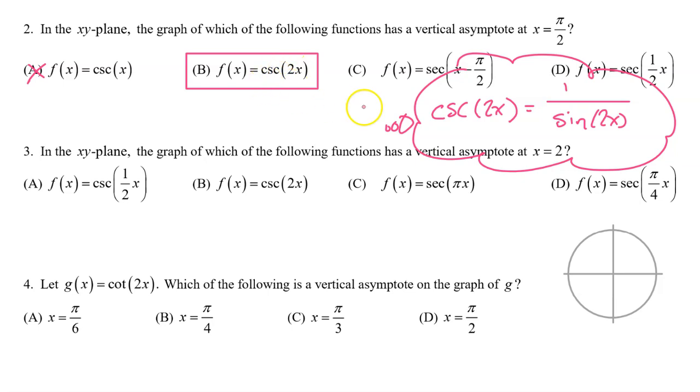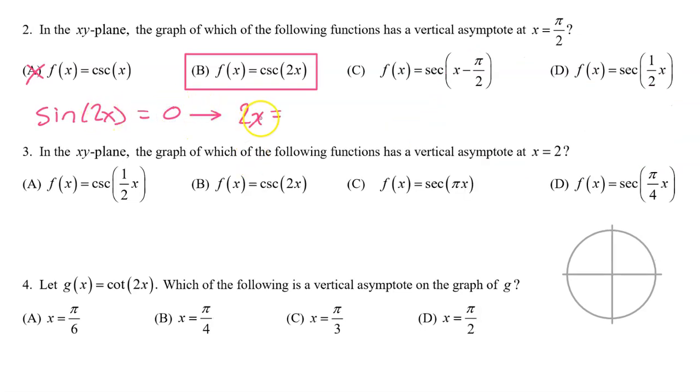Looking at option B, we know cosecant of 2x is equivalent to 1 over the sine of 2x. So this function will have a vertical asymptote where the denominator, sine 2x, is equal to 0. First, we solve for 2x by asking ourselves the sine of what is equal to 0. Sine is the y value on the unit circle, and y values are equal to 0 here and here. So 2x might equal 0 or pi.